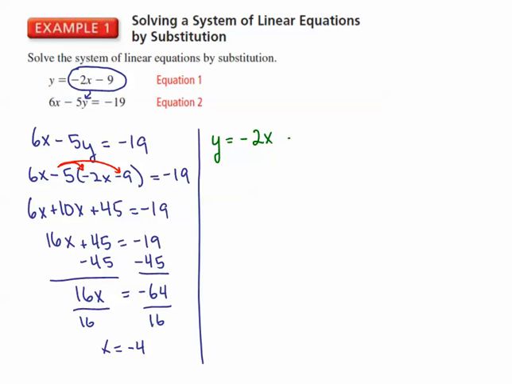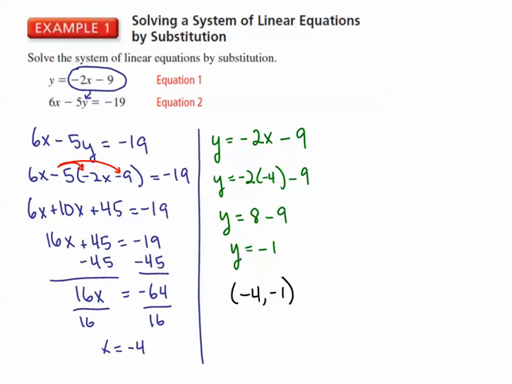All we need to do, it already tells us what y will be if we know x. So we're going to substitute x is equal to negative 4. The only thing I've changed is taken out the x, substituted in negative 4 in its place, and used parentheses because we have these negative signs there. Now, negative 2 times negative 4 is positive 8, minus 9 gives me y is equal to negative 1, for an ordered pair solution of x is negative 4, y is negative 1.